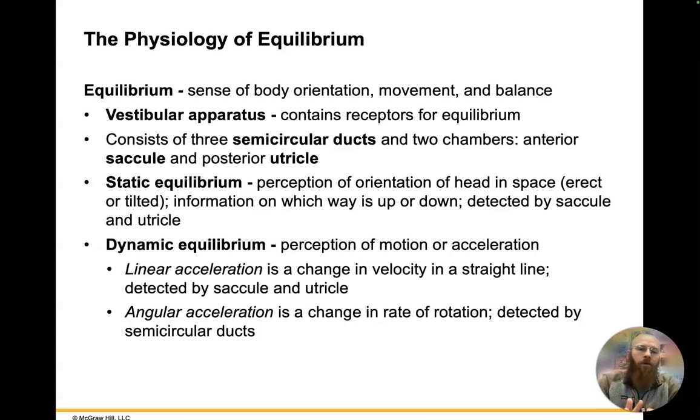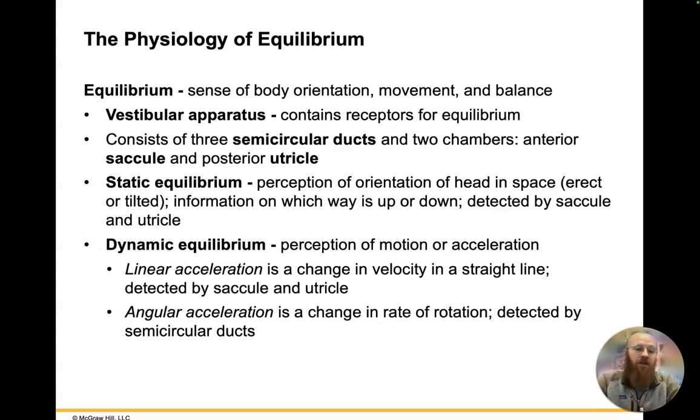Okay, now we're going to talk about the semicircular ducts, and those are actually really cool, but we've got two different types of equilibrium we need to know about. Static, which is just basically not necessarily in motion or in rotation, right? So perception of orientation of the head in space. So this is basically giving you your idea of which way is up or down, right?